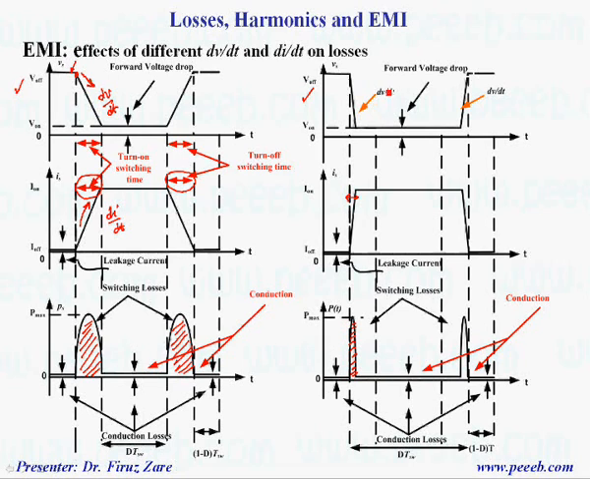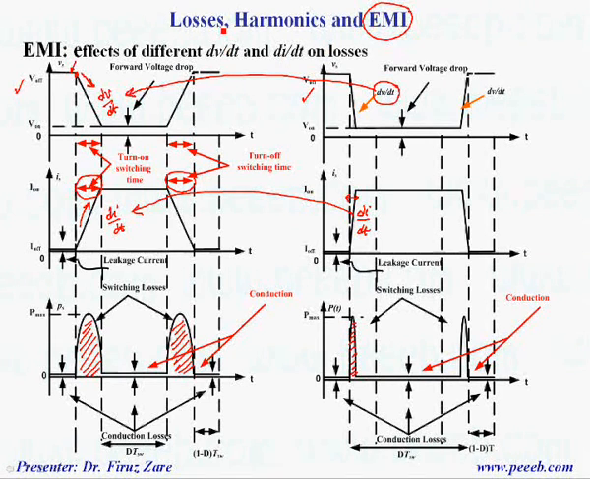But a drawback is that this dV/dt is significant compared to this voltage waveform. The same happens here: this diode current is significant compared to this current waveform. So again, we can see that there is a trade-off between these factors. That means by decreasing or increasing the switching time, we may change the losses.